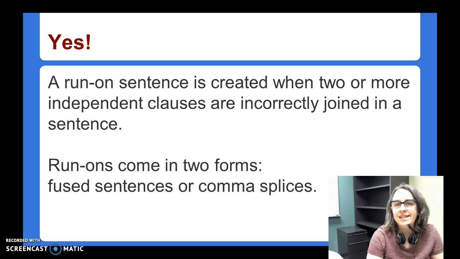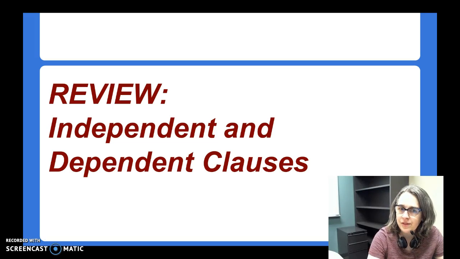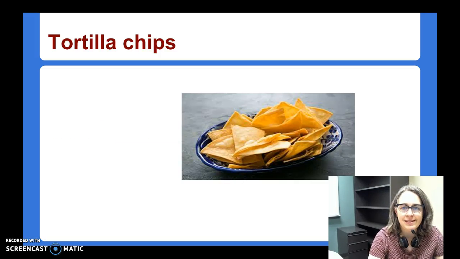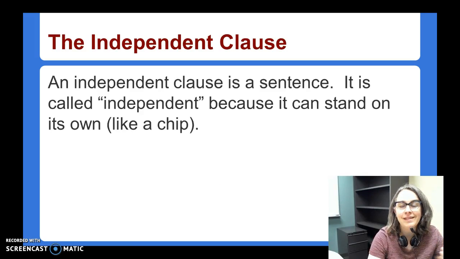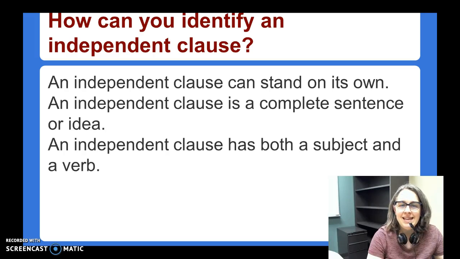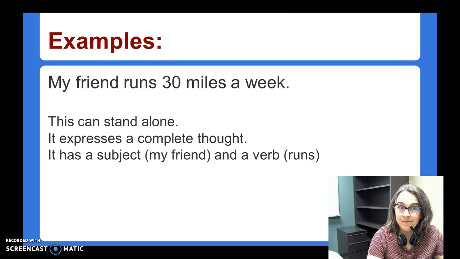So a run-on sentence is just a sentence that has multiple independent clauses that are incorrectly joined with punctuation or no punctuation at all. Let's review really quickly. Independent and dependent clauses, right? Independent clauses are like tortilla chips. They can stand on their own. They express a complete thought, and they have a subject and a verb. Right? My friend runs 30 miles a week. Subject and verb, complete thought.